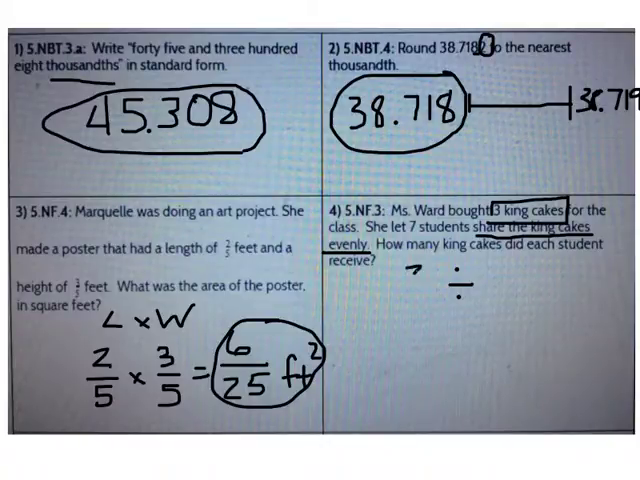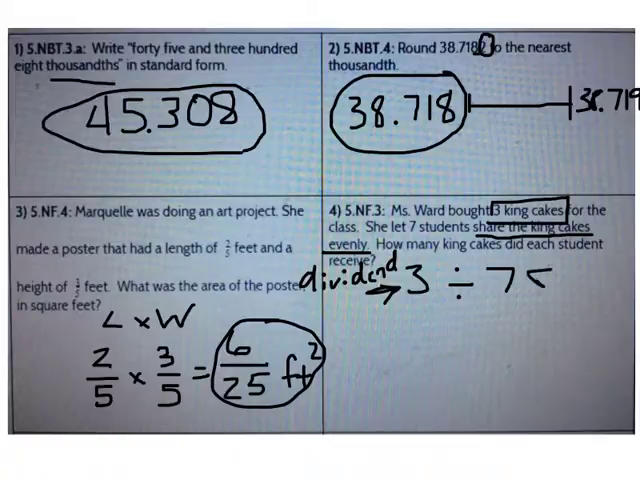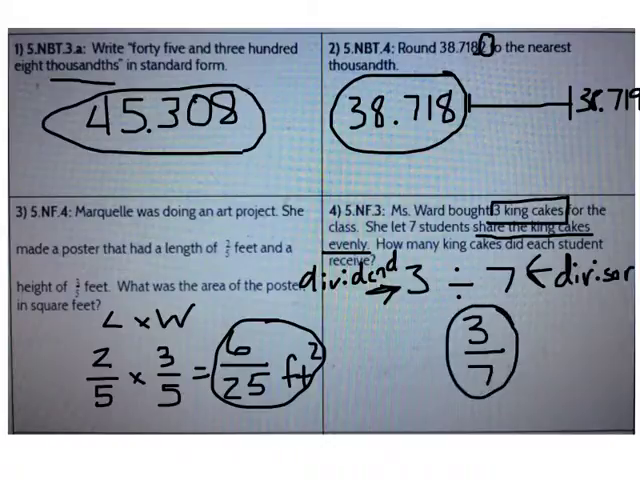So which division sentence could I use? I can use 3 divided by 7. 3 is my dividend. It's what's being split up, the 3 king cakes. And 7 is my divisor. How do I write 3 divided by 7 as a fraction? I can write it as dividend over divisor, or 3/7. Each student got 3/7 of a king cake. Now let's do another problem.